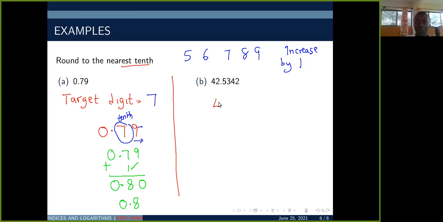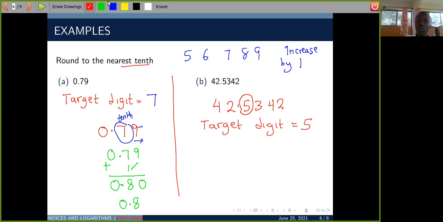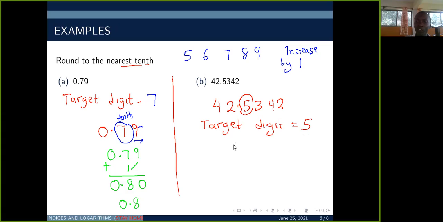We can come here as well. We have 42.5342. You ask yourself, what is your target digit? This is our target digit, which is in the 10th position. So our target digit is 5. So that means I'm going to come and I write 42.5342. This is my target value.